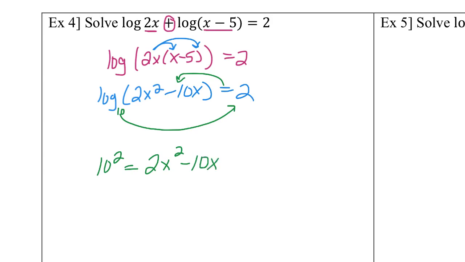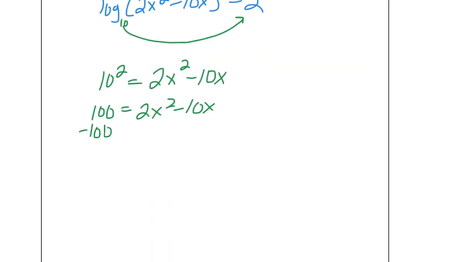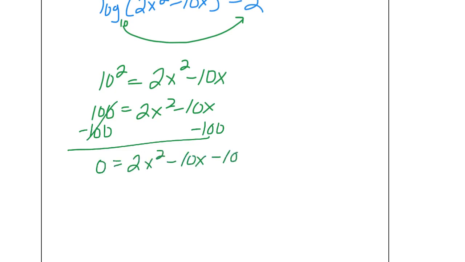Well, I see that I have an x squared here, so I'm going to have to solve a quadratic equation. So 10 squared is 100. Then I need to move that 100 to the other side with everything else. So I have 0 equals 2x squared minus 10x minus 100. So I'm going to have to solve this by factoring or quadratic formula.